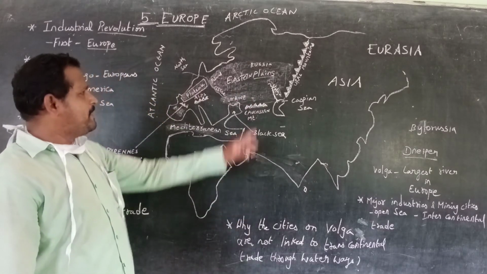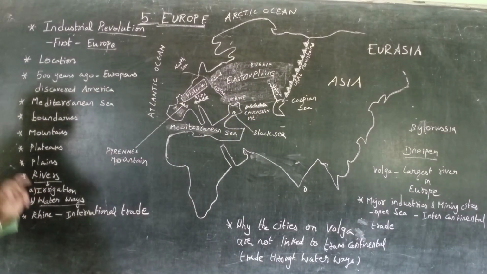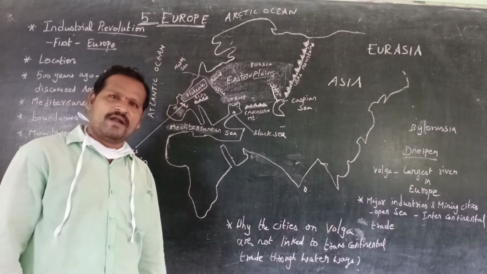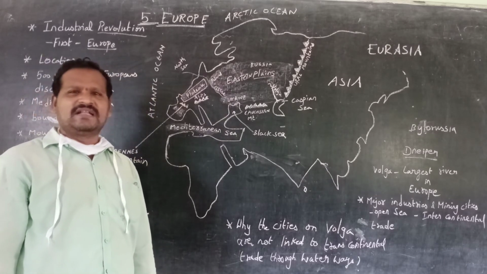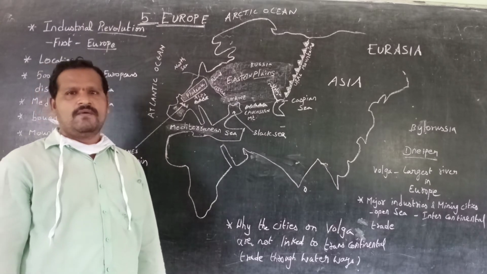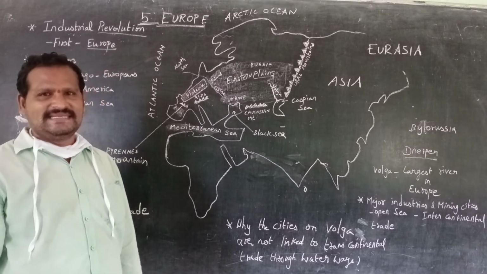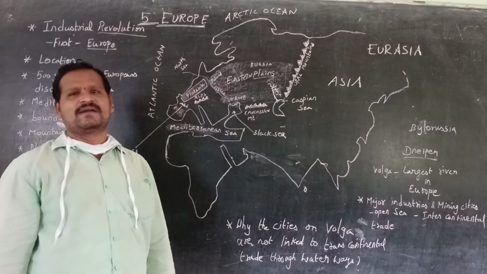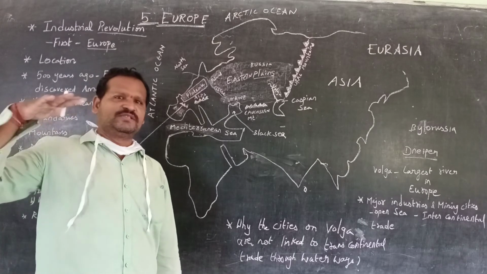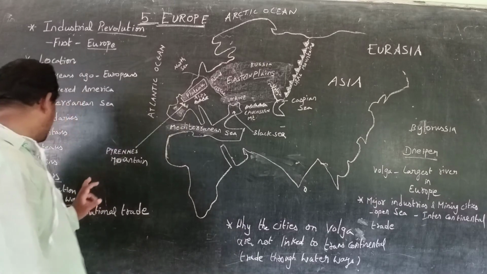Children, now after discussing the Volga River, let us discuss the uses of rivers. The European rivers are not only useful for irrigation, they also act as waterways. Ships and barges ply on these waterways, carrying goods and people from place to place.